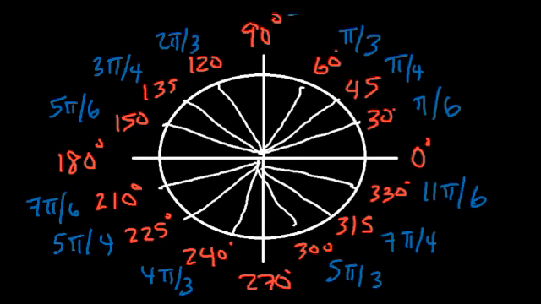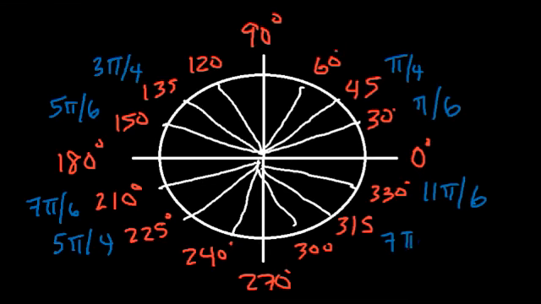90 is pi over 2, 180 is pi, and 270 is 3 pi over 2. 0 and 360 are coterminal angles. 360 is also equal to 2 pi, by the way. So now, what we need to do is go over the values that correspond to these angles.